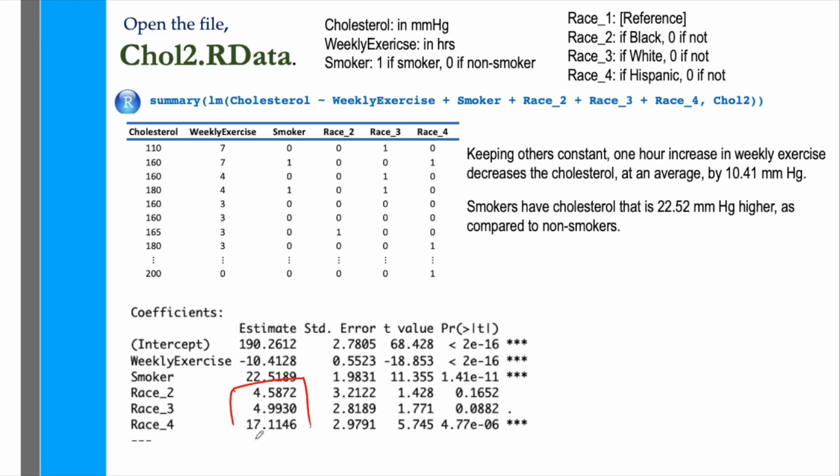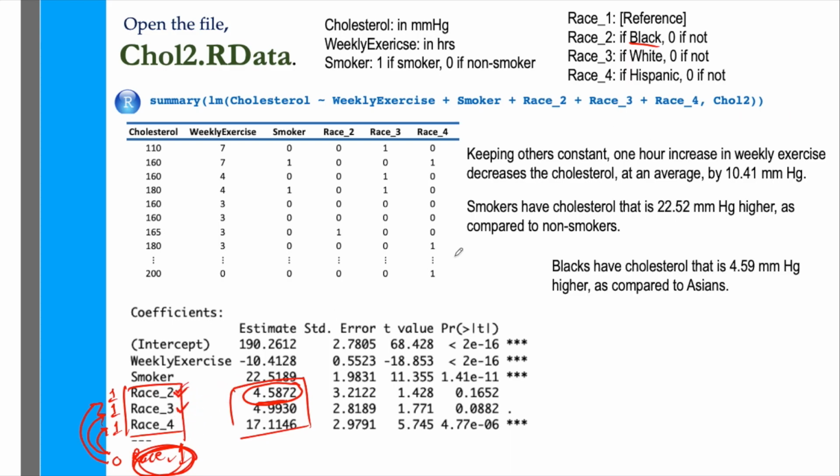Now, how do we interpret these three? Remember that these dummy variables are like your 1, in which your race being Asian, which was removed, is like your 0. Meaning, you're going to compare race 2 with race 1, race 3 with race 1, and race 4 with race 1. So, 4.5872 here indicates that, what's race 2? Black. Meaning, blacks have cholesterol which are 4.5872 higher as compared to Asians.